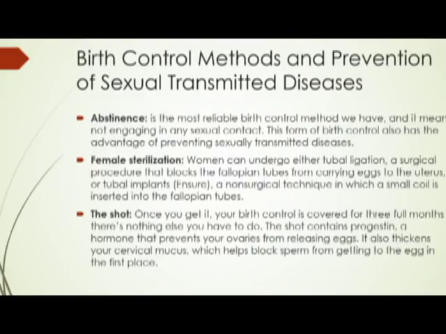And the other one is the shot. Once you get it, your birth control is covered for 3 full months. There is nothing else you have to do. The shot contains progestin, a hormone that prevents your ovaries from releasing eggs. It also thickens your cervical mucus, which helps block sperm from getting to the egg in the first place.